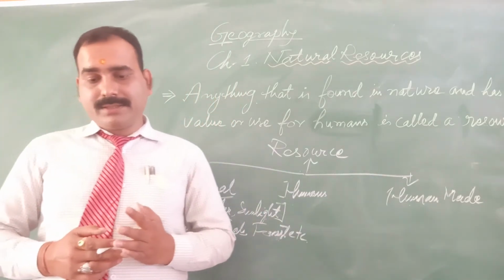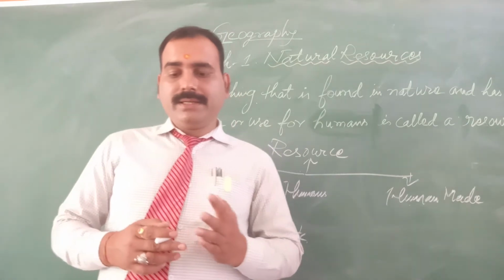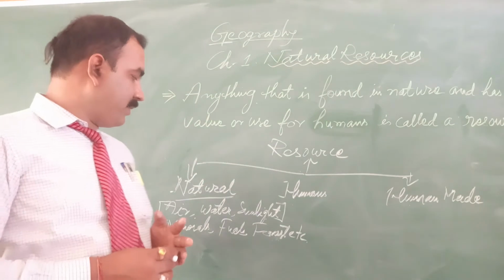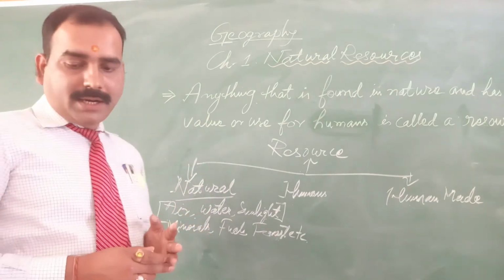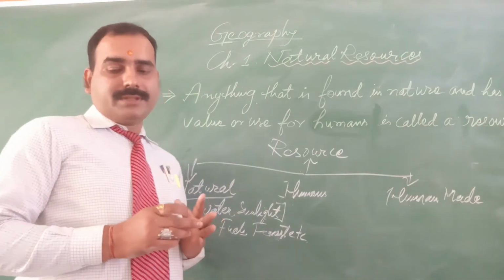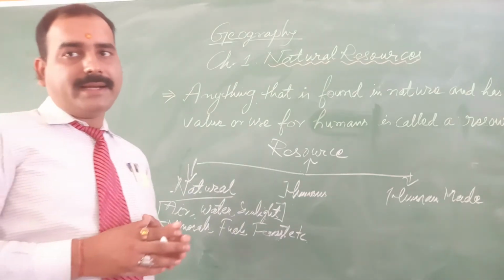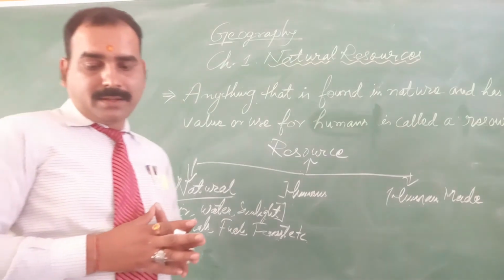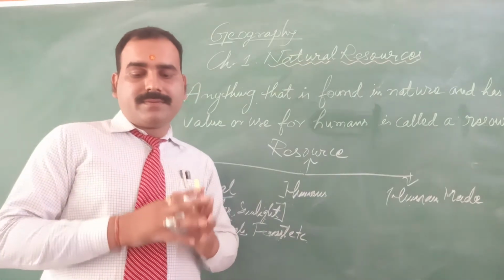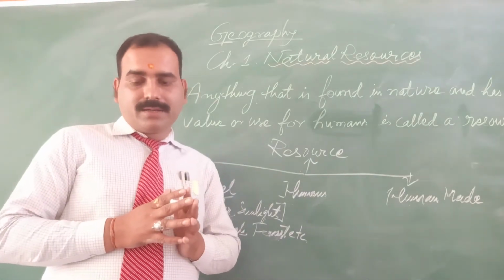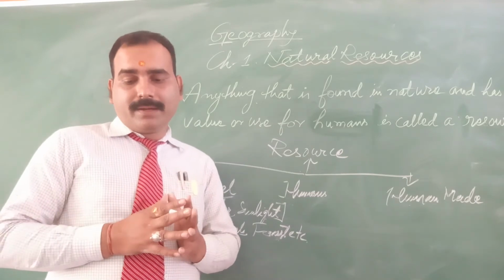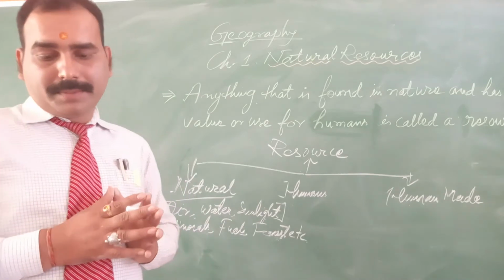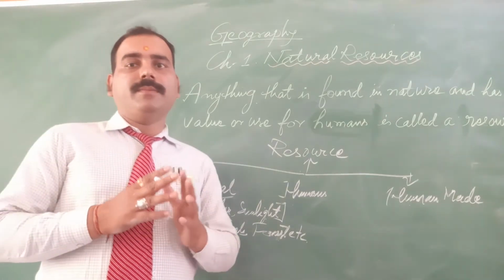These are the resources which can be immediately utilized. Now my dear students, let's study in how many categories natural resources can be classified: on the basis of their origin or source, on the basis of their stage of development, on the basis of their renewability, on the basis of their distribution, and on the basis of their availability.